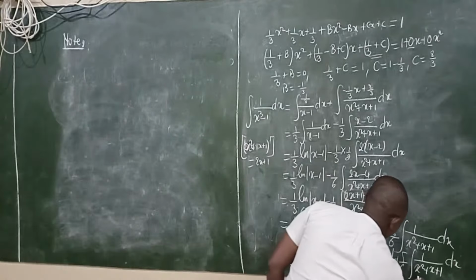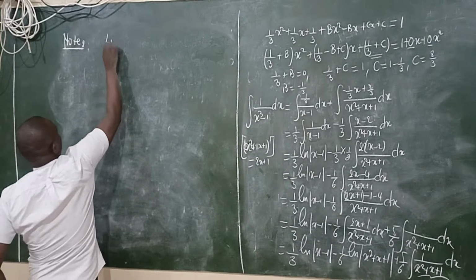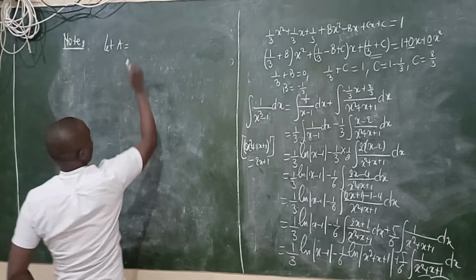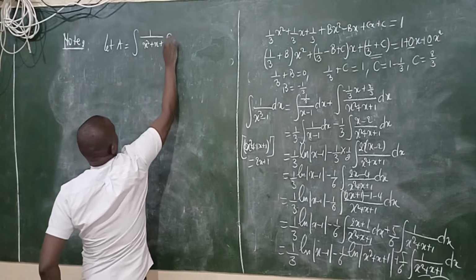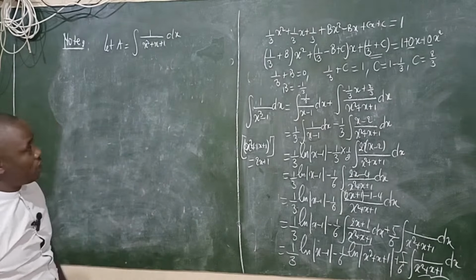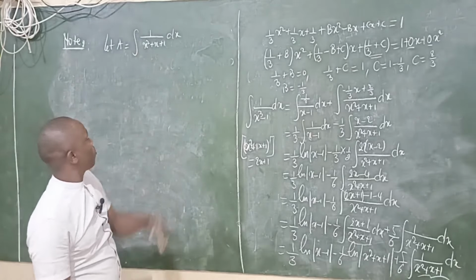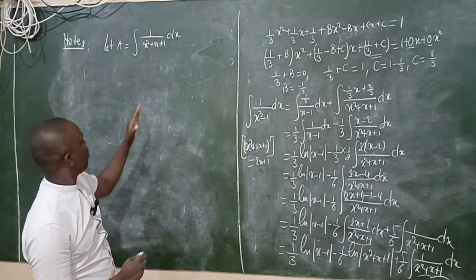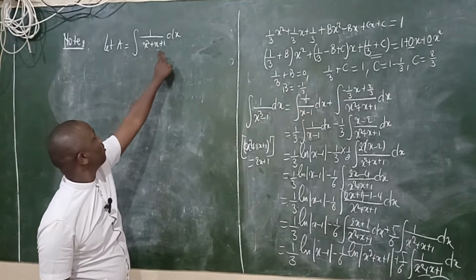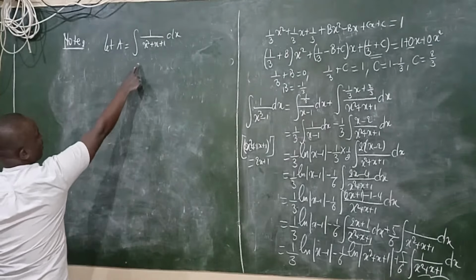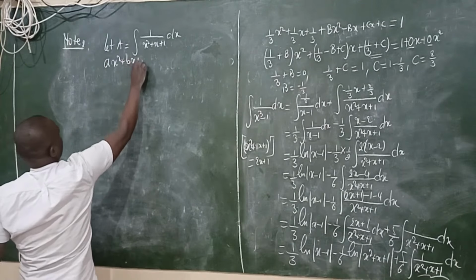I'm going to let this be A. Let A be the integral of 1 by x squared plus x plus 1 dx. As you see, before starting, I told you that this kind of integrations are solved by completing the squares of the quadratic equation. Here, let me remind you the way to complete the square.